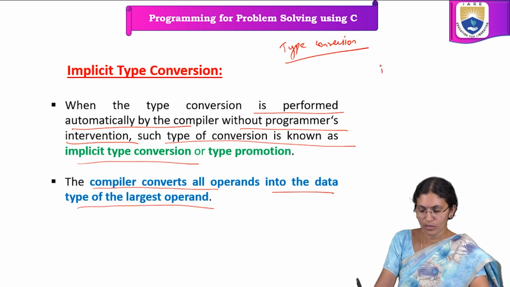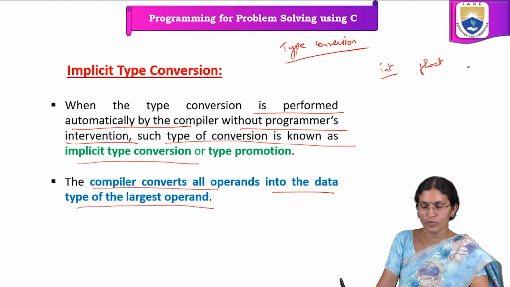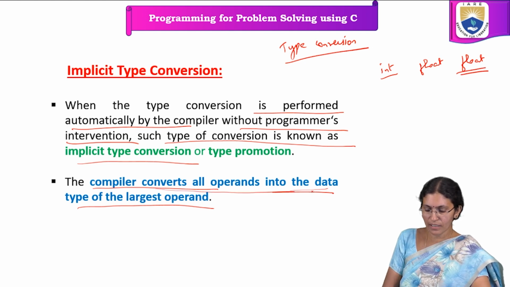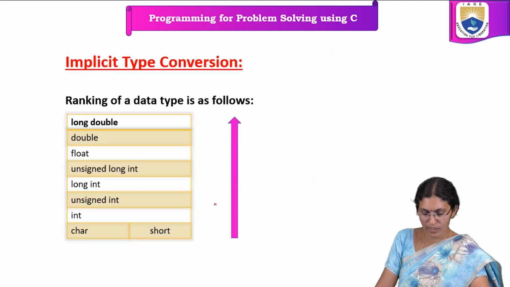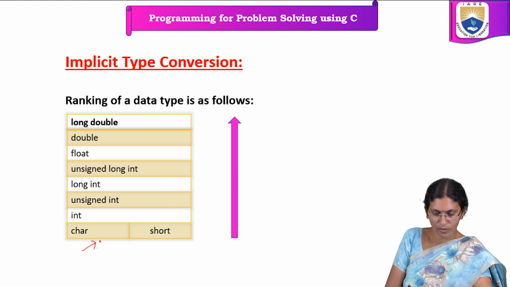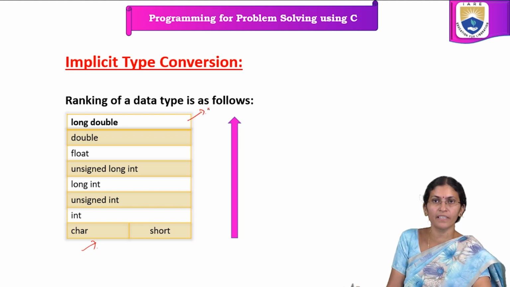As we have seen, when we took two variables, one of integer type and the other of float type, the output we obtained was float type only. That is what this sentence means: the compiler converts all the operands into the data type of the largest operand. This conversion takes place according to this table, a ranking of data types, where char stands at the lowest rank and long double at the highest.